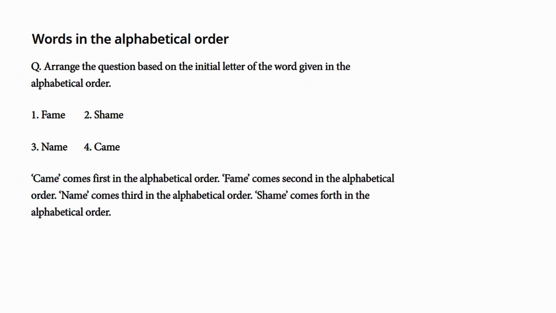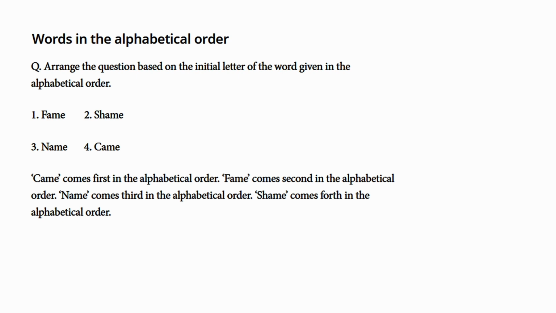Next, problems related to words in the alphabetical order. In these types of questions, you need to find which word will come first based on their alphabetical order. Here is the question. Arrange the words based on the initial letter of the word given in the alphabetical order. Option 1 fame. Option 2 shame. Option 3 name. Option 4 came.